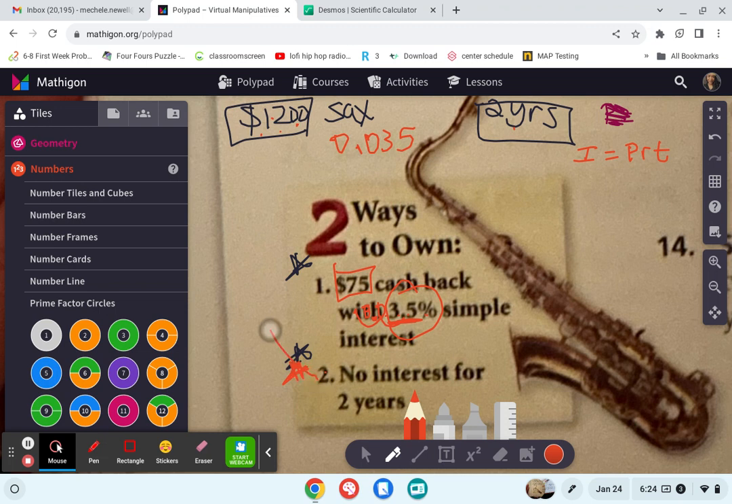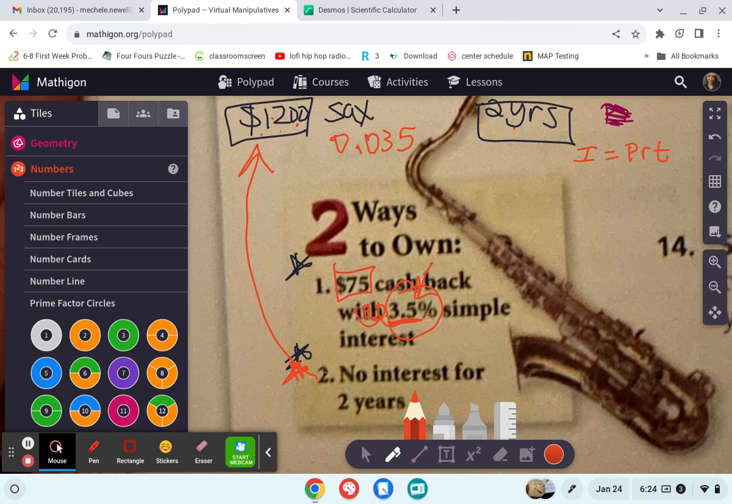This is for option number two. You take that 1,200, divide it by two because they did not give you a rate, and you're just going to pay that 1,200 over 2 years. So those will be your two prices. Let me give you a little bit of an example here.